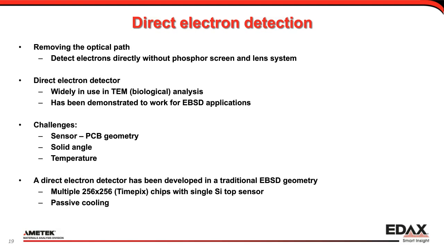There are multiple chips, in this case Timepix chips, 256 by 256 pixels, with a single top sensor. So if you look at the detector, it just looks like a single unit, a single chip, but there are multiple chips behind it. And the mounting in the tube allows for the passive cooling that we've added to make sure that the temperature stabilizes and that you can run it basically continuously and just run it overnight without any problems anymore.